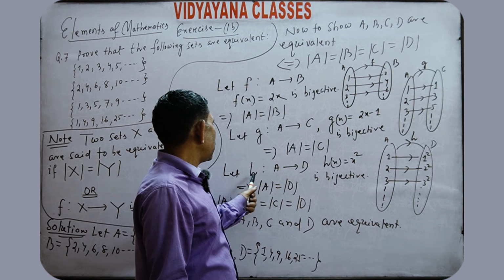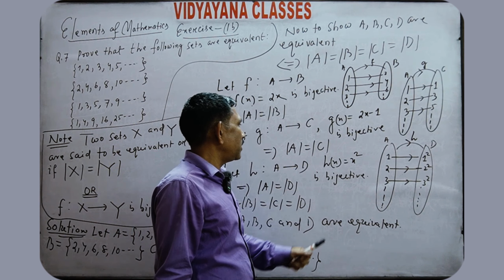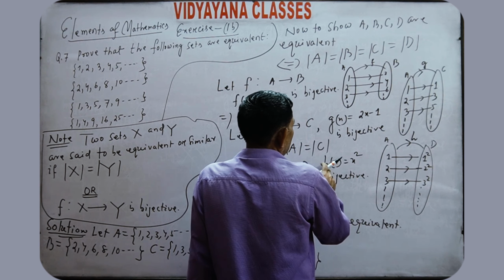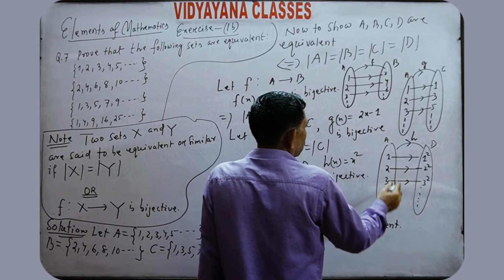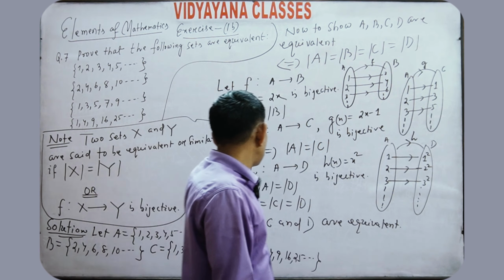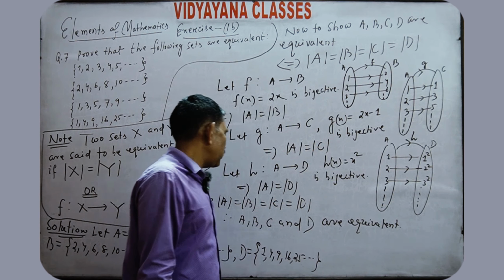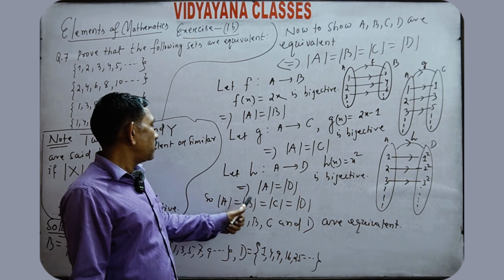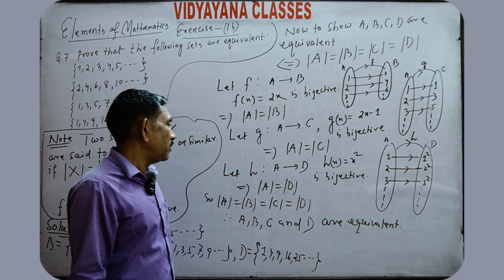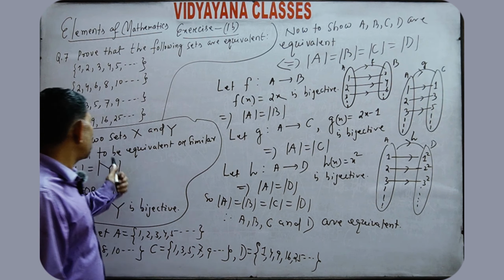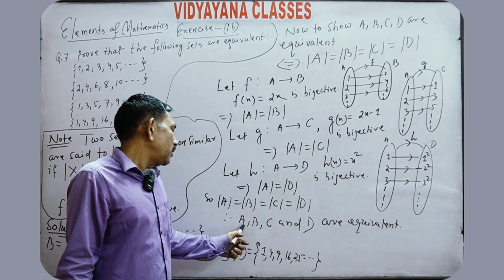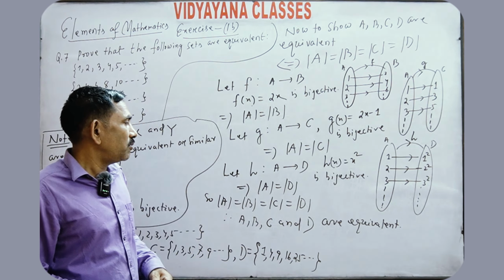Similarly, let h be the function defined from A to D, h(x) is equal to x square. h(1) is equal to 1 square, h(2) is equal to 2 square, h(3) is equal to 3 square, and it is bijective. It is one-to-one and onto. This implies |A| is equal to |D|. So |A| is equal to |B|, |A| is equal to |C|, |A| is equal to |D|. Two sets are said to be equivalent if they have the same number of elements. Therefore, A, B, C, D are equivalent.